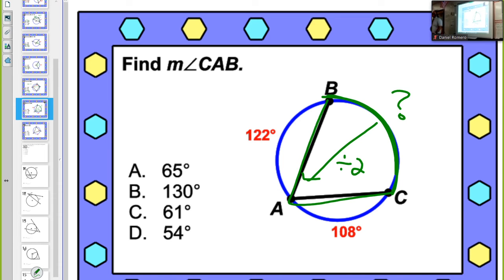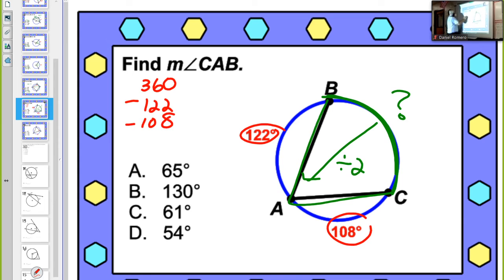Subtract from 180. From where? You add these two together and then subtract them from 180. No! 360, good. Now, the people that are here in class are saying to add these 2 up first, and that's fine, you can do that. Or you can also just do 360 minus 122, and then minus 108, which is easier on the calculator. That should give you 130, yeah, 130.